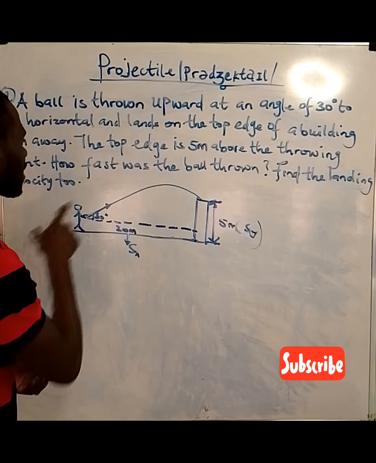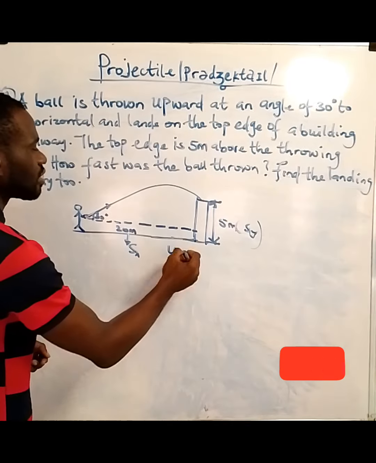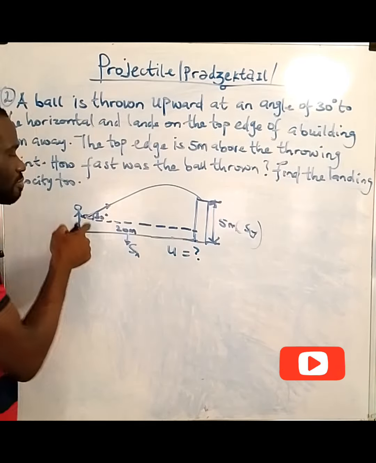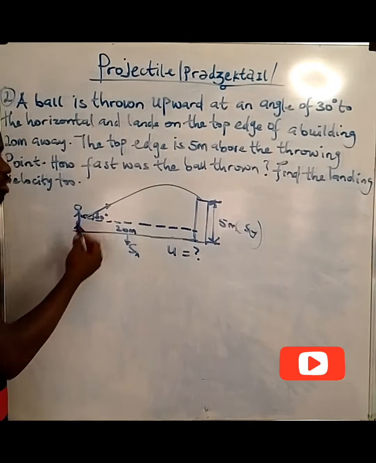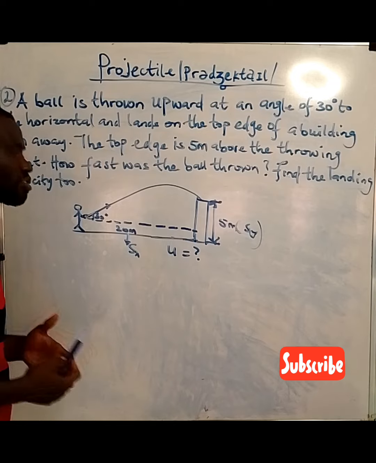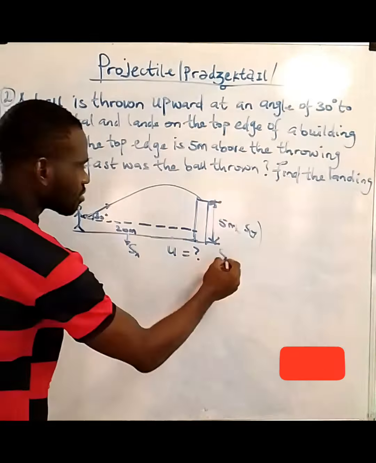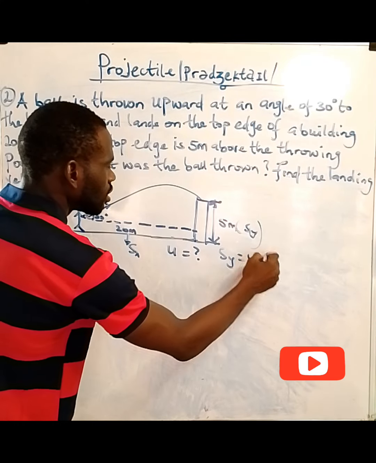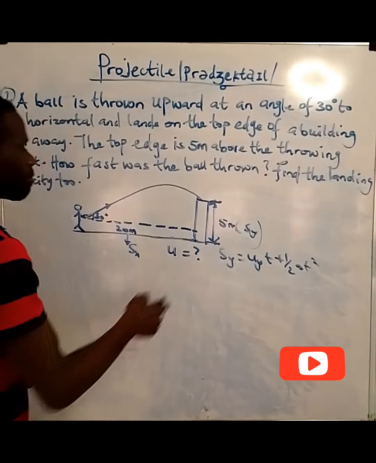We're asked to get how fast it was thrown, the initial speed. That's what we're asked to get. Don't forget that this ball was thrown along the x-axis and along the y-axis when you resolve it into its components. So now we're going to be using trajectory. What was the formula we were given the other time? The formula was derived from s equals ut plus half at squared. That's where we derived the formula from.